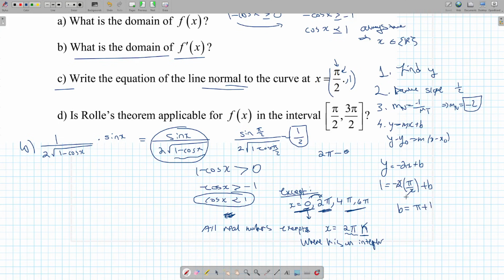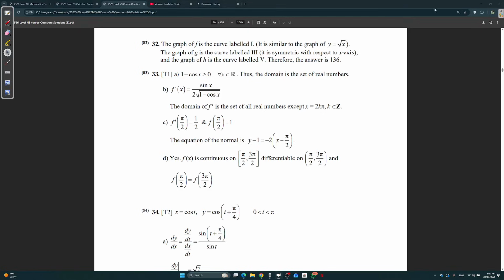Why? Because this cancels with this. Negative pi, take it to the other side, becomes positive pi. So b is pi plus 1. So how does your line look? It's going to be y equals negative 2x plus pi plus 1. Now if you look at the solution, it is in a weird way. They use this, which is the same thing. If you distribute, you're going to get the same thing, okay?